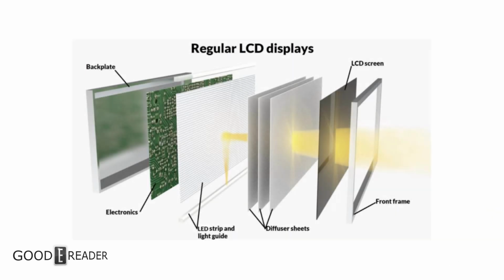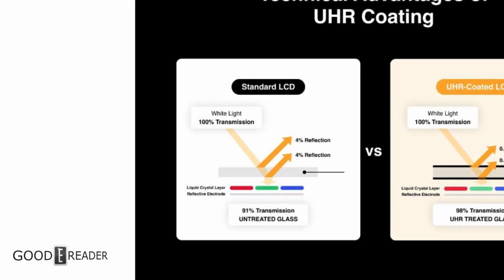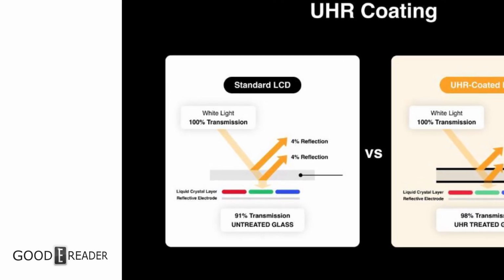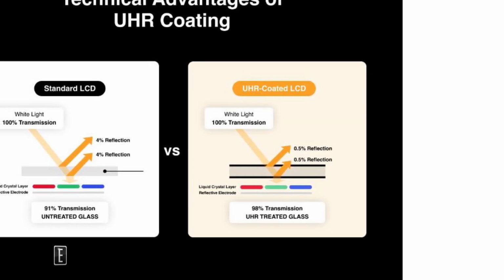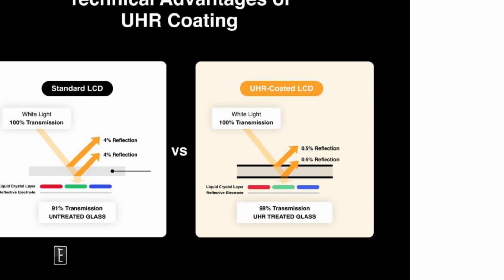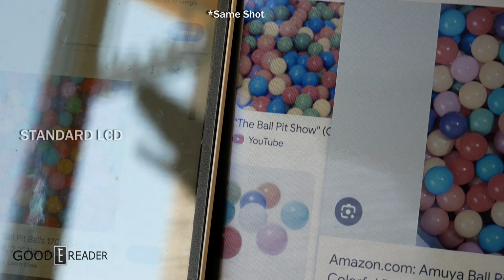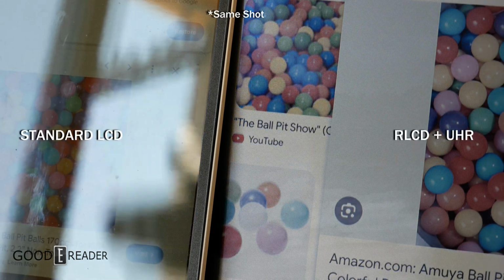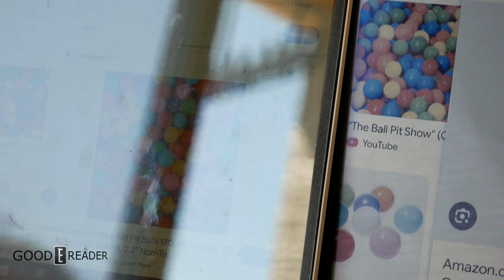Standard LCD, when light passes through the stack, ends up generating 4% reflection on average and only 91% of visual transmission when it reaches your eyes. However, with a UHR coating, there is as little as 0.5% reflection and up to 98% visual transmission. So, to sum up the technical jargon, it severely cuts down on how reflective and mirror-like your tablet is while not affecting the visual of your media that you're trying to consume. So, it's not reflective and it looks good.